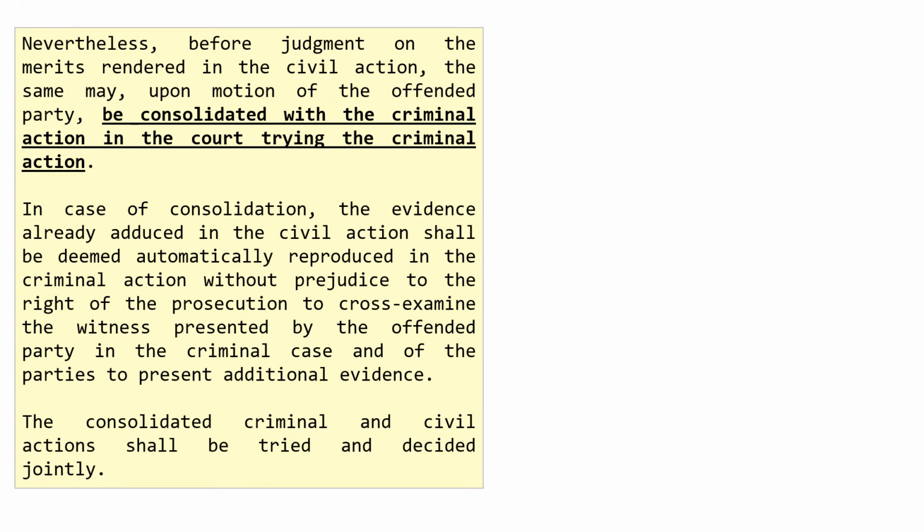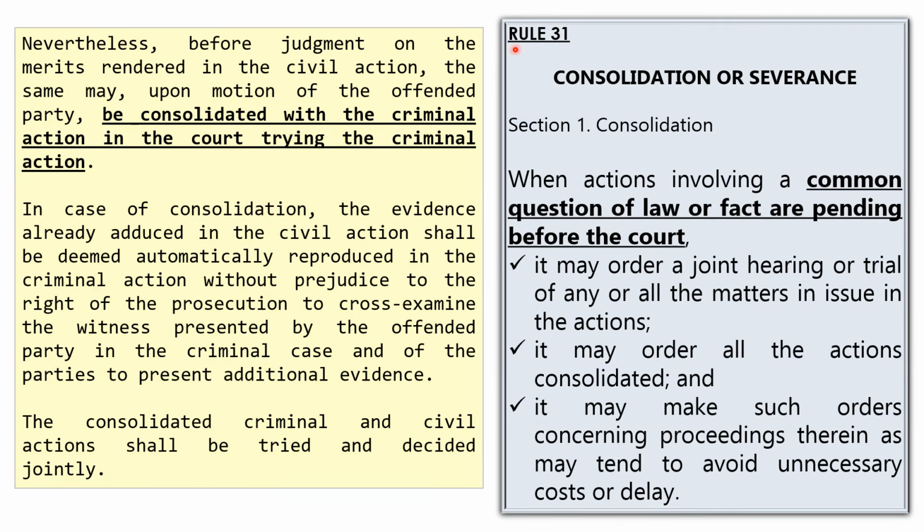Take note that the concept of consolidation can also be found in your Rule 31 of the Rules of Civil Procedure. But ito ang tandaan nyo pagdating sa civil procedure ha. Cases can be consolidated only when there is a common question of law or only when there is a common question of fact pending before the court. Kaya ang requirement is dapat there are at least two pending cases. And if there is at least two pending cases, kahit walang identity of parties, kahit hindi common ang cause of action, as long as there is a common question of law or a common question of fact, then consolidation of cases is allowed.